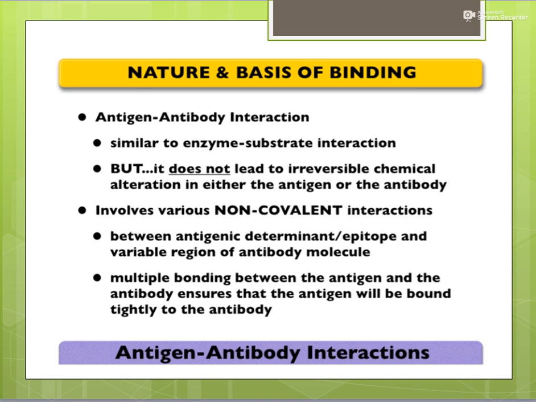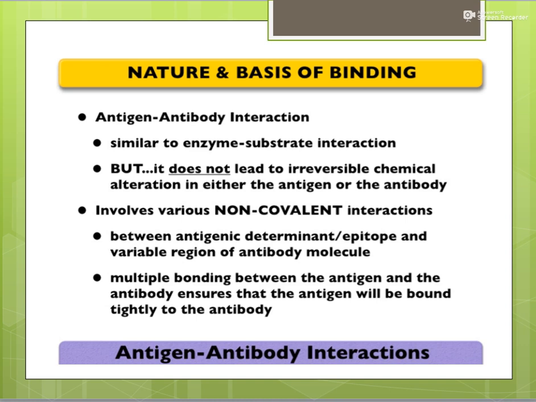It all involves non-covalent interaction, and these interactions mainly happen between the antigenic determinant or the epitope and the variable region of the antibody molecule. At the tip of the antibody, there is a region where the amino acids are highly varied. You should remember, antibodies are proteinaceous in nature. That is called the variable region or the paratope region. So the interaction mainly happens between the epitope region of the antigen and the paratope region of the antibody molecule.